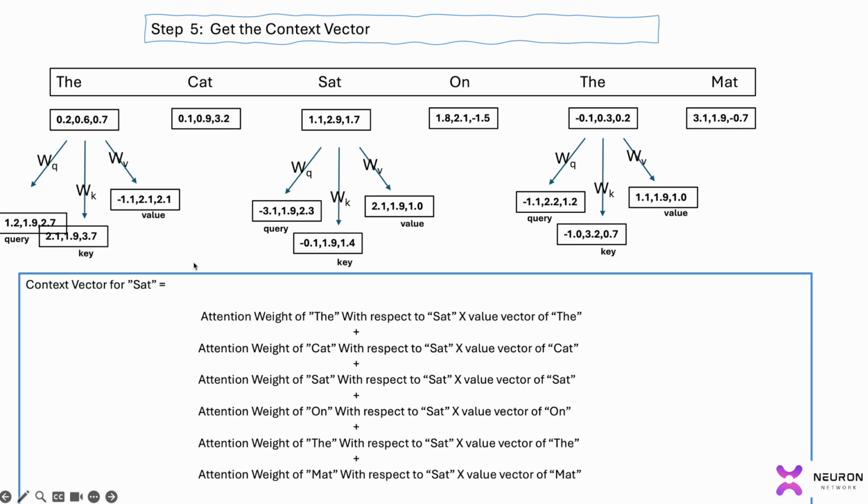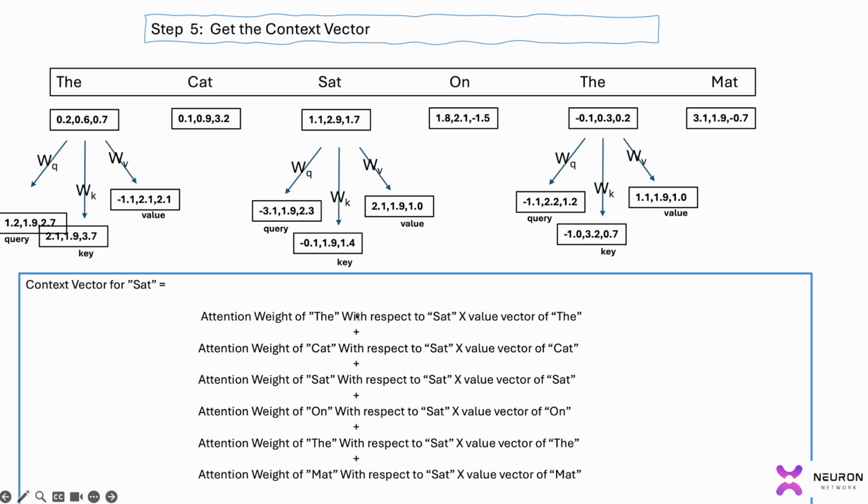So what we are doing is taking the attention weight from the matrix, seeing the value vector of a particular token, multiplying them, and then summing each of them, right? So if we have to get the context vector for SAT, with respect to SAT, we take the other attention weights, keep multiplying with their respective values, and then sum up.